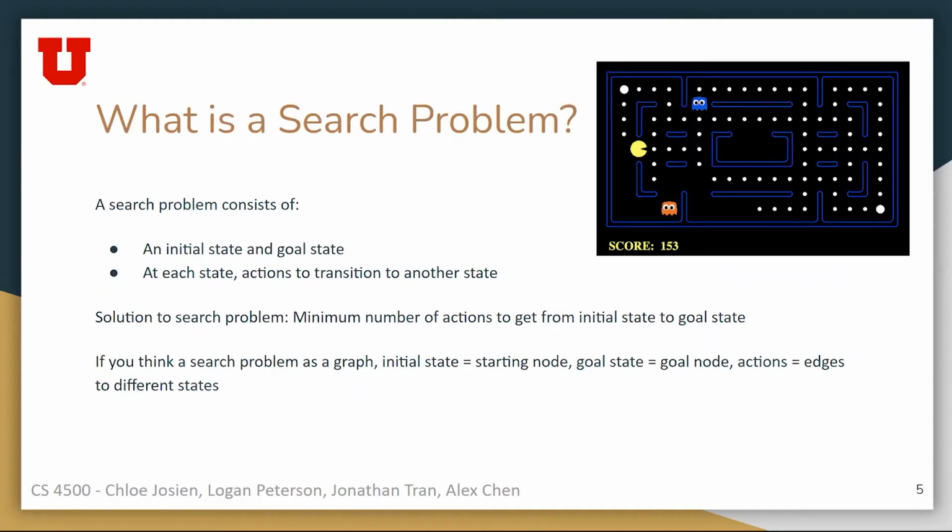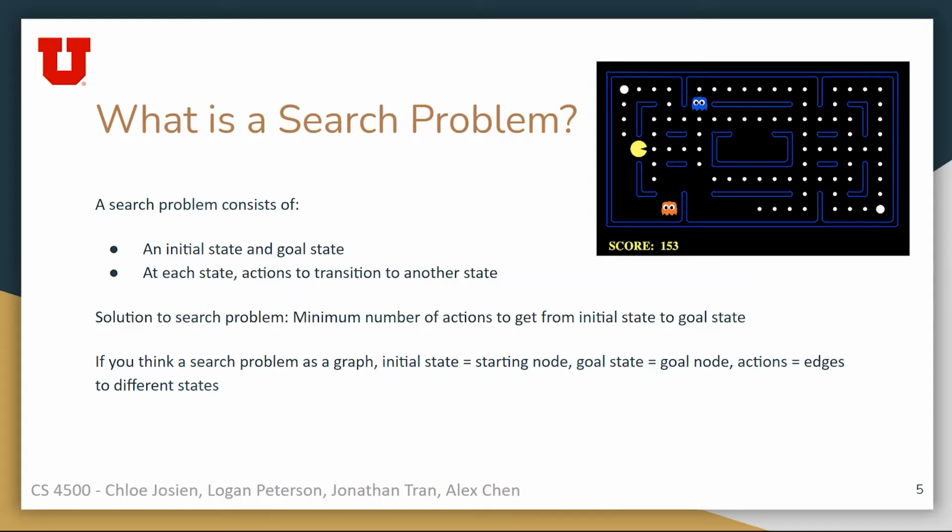So let's define some things for a second here. What is a search problem? Well, a search problem consists of an initial state and a goal state, and at each state, you have actions to transition to another state. So like turn right, turn left. And a solution to this search problem is the minimum number of actions it takes to get from your initial state to your goal state.